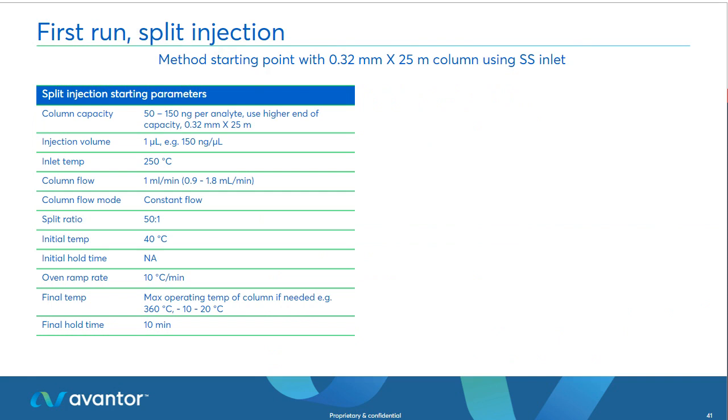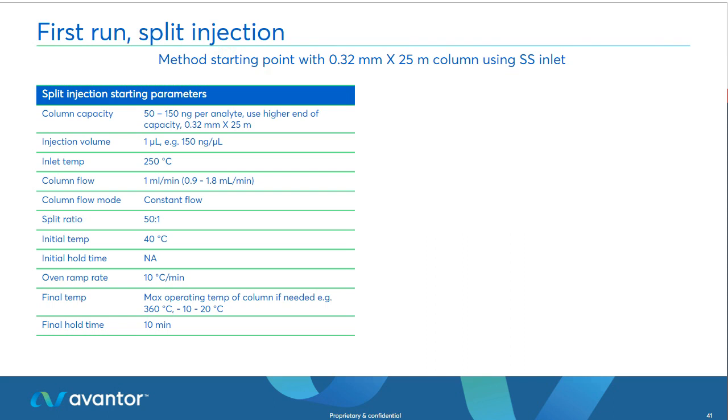So then when we look at a split injection, we can develop this method. We're going to be working with, in this example, a 0.32 millimeter ID and 25 meter length column. We'll be using a split/splitless inlet in split injection. The column capacity, and you can check this online on chromatography websites, which are very helpful, but just double check if you're not sure of the column capacity. This one has a column capacity of 50 to 150 nanograms per analyte, and we tend to use the higher end of this capacity and then reduce it, dilute it.